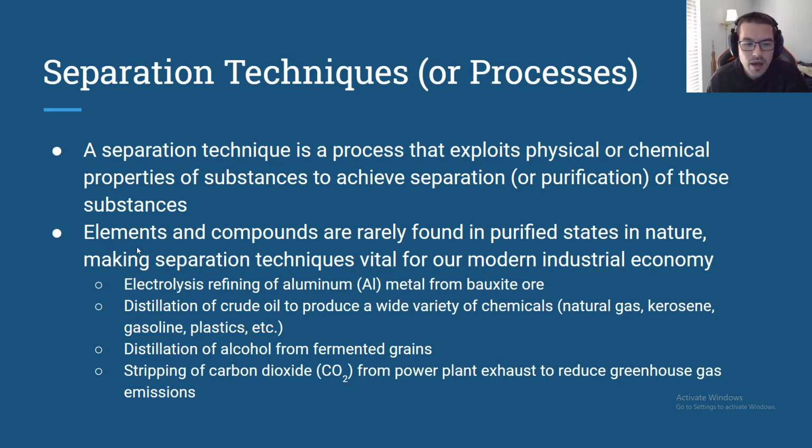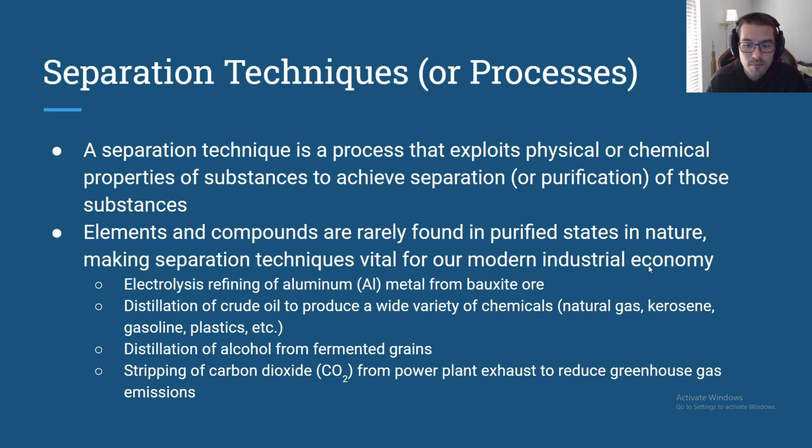Elements and compounds are rarely found in purified states in nature. If you want a pure element or a pure compound, those are the two pure substances, elements and compounds, you're not going to find that in nature. You have to do something to a certain material to extract those pure substances from how they're found in nature, which is usually in the form of some sort of mixture. So separation techniques are vital for our modern industrial economy.